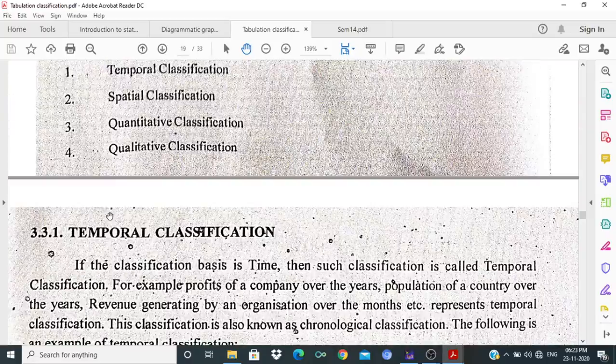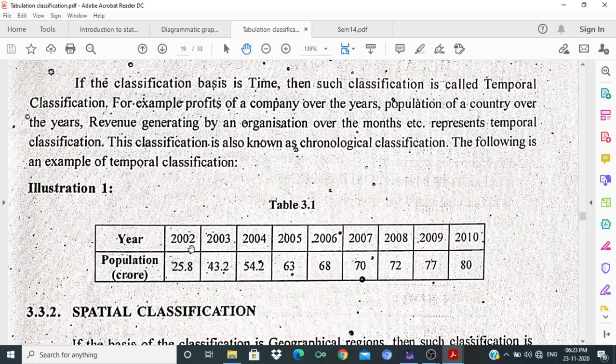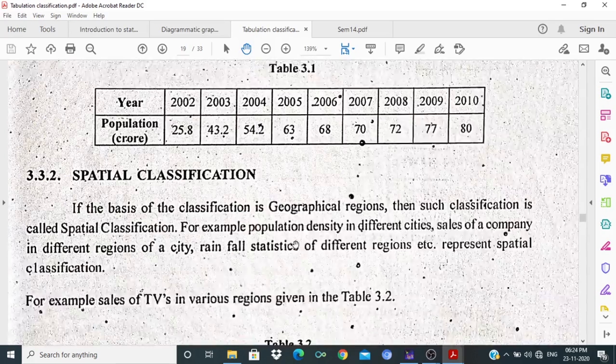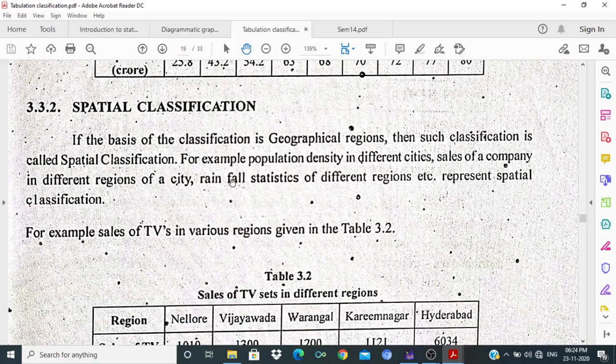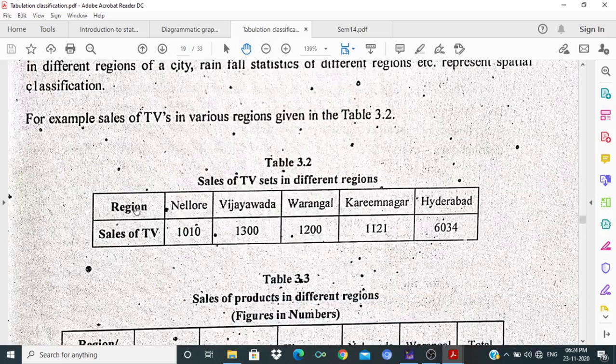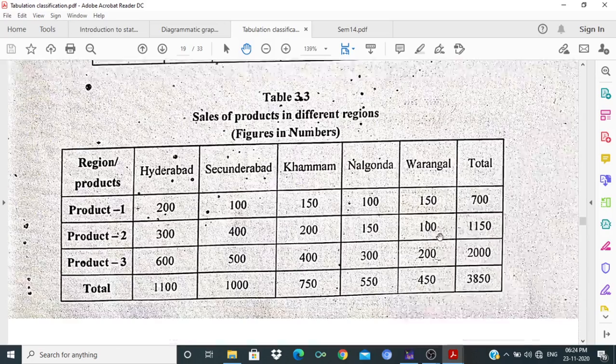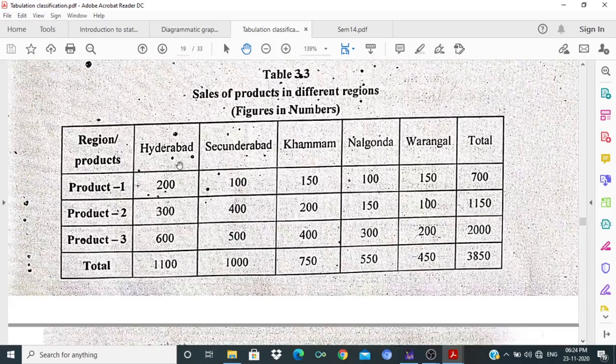Okay, the temporal classification is classification according to time. Look here, this is year and population in crores. The spatial classification is geographical classification. It is the classification according to the regions. Nellore, Vijayawada, Warangal, Karimnagar, Hyderabad. Sales of TVs. It is another geographical classification.